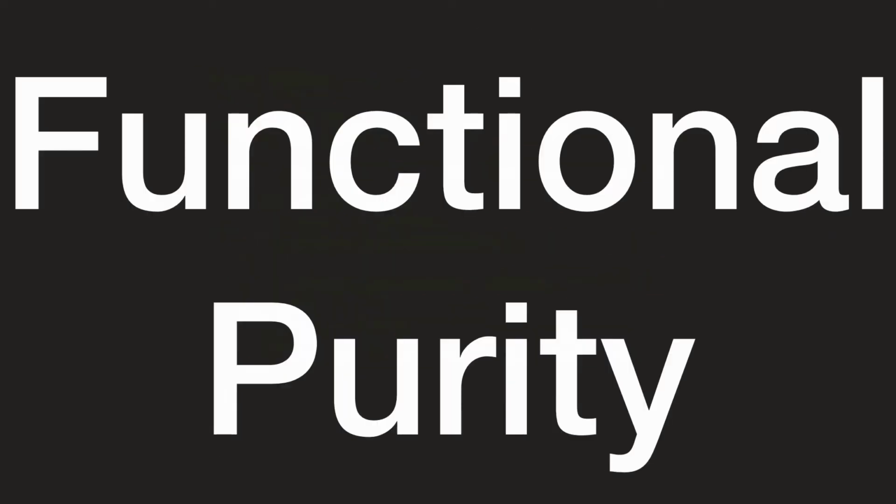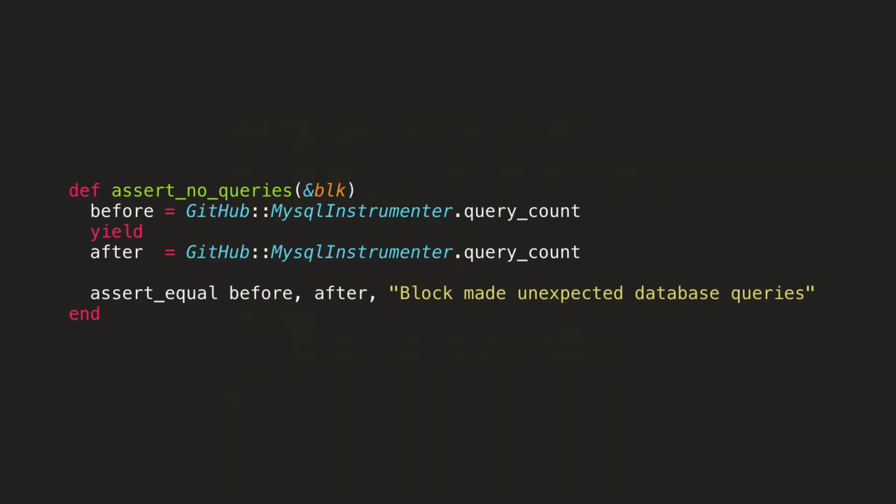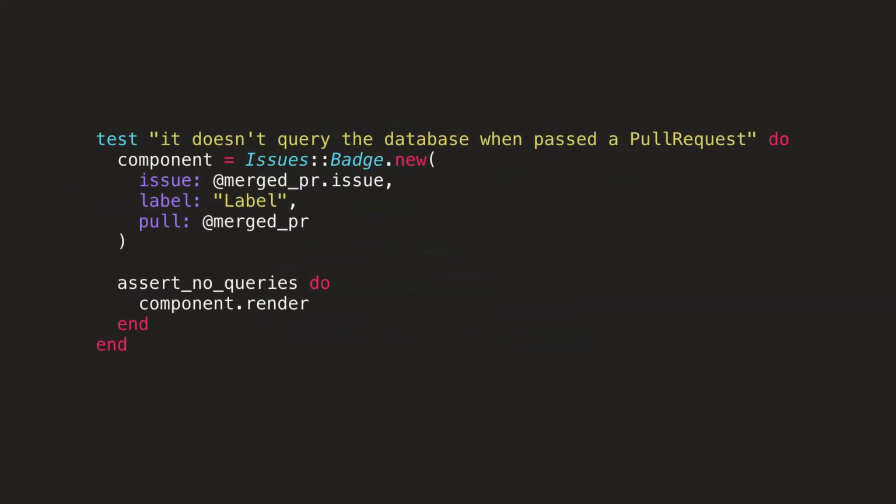So what about functional purity? One tool we use at GitHub to guard against unintentionally running queries is this kind of assert no queries test helper. So you might imagine that we use it to wrap code. We want to make sure it doesn't result in queries to the database, like this.